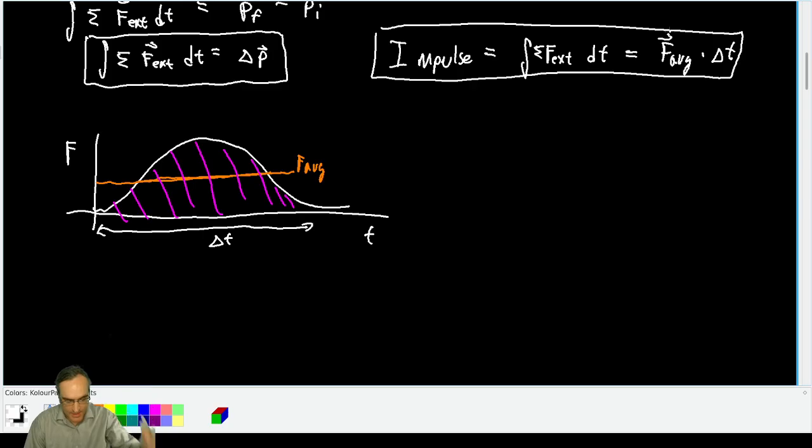All right, that's actually it for the proof of the impulse momentum theorem. We'll be making a fair amount of use of that coming up next, so stay tuned.